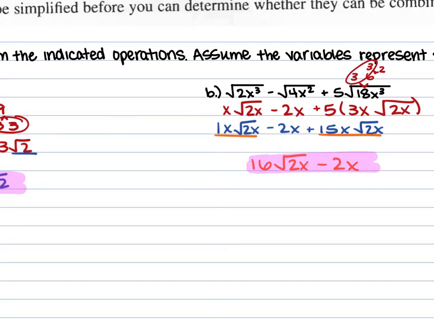Just because that negative 2x on the outside, after the 16 square root 2x, doesn't have the radical over it, you cannot combine it with the 16 square root 2x. One is a whole number term and one is a radical term, so they're not like terms. So you cannot combine these. You've got to leave it just like you see it here.